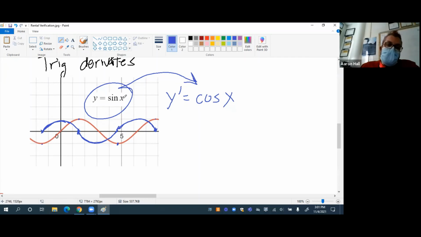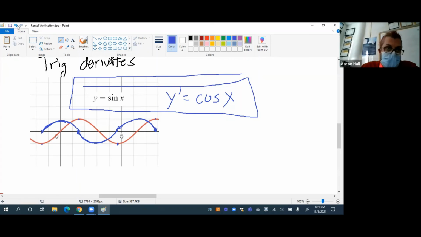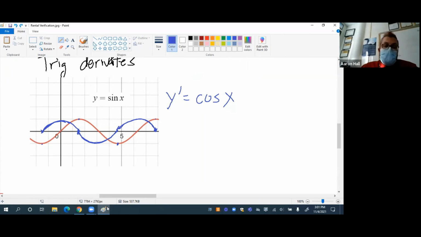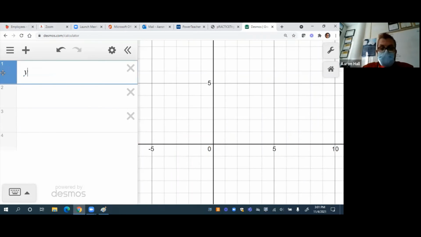I'm not sure how you do it. Use the power rule or whatever. You cannot use the power rule. These are ones you have to memorize. You have to make flashcards out of these. Make sure you memorize these. All right, here's another one. Let's do cosine.